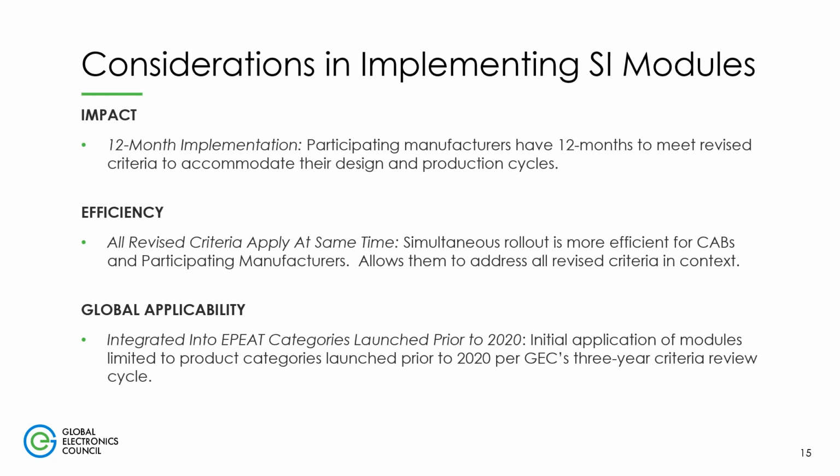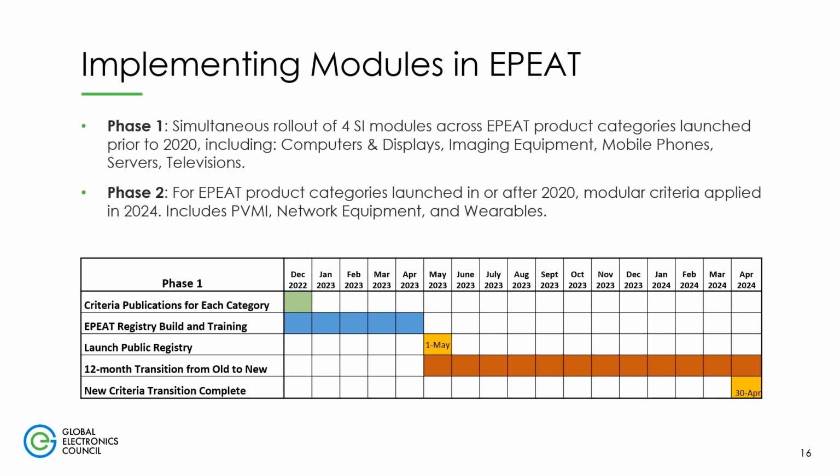And then the third is that we are going to limit the initial application of the sustainability impact modules to product categories launched prior to 2020. And this is really in keeping with GEC's 3-year criteria review cycle and implementation of major revisions. So I'll say which categories there are on the next slide.